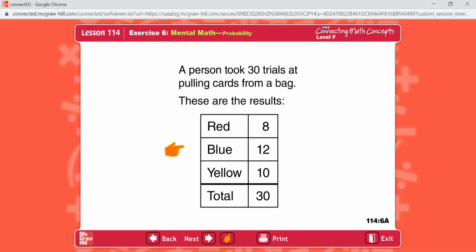3 times as many trials. How many blue cards would they get? 12 times 3, or 12 plus 12 plus 12? You'd expect them to get 36 blue cards. And how many yellow cards would you expect them to get if they had 3 times as many trials? 10 plus 10 plus 10, or 10 times 3? 30 yellow cards.